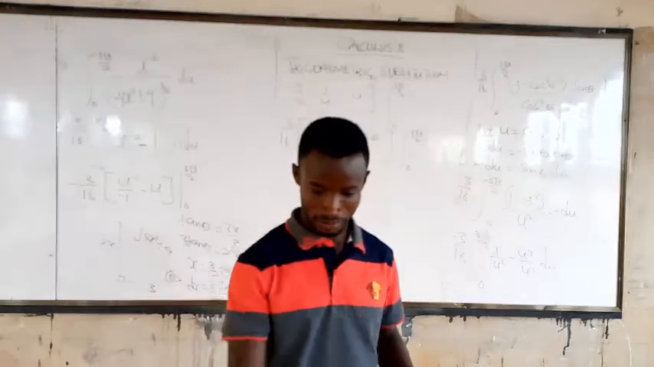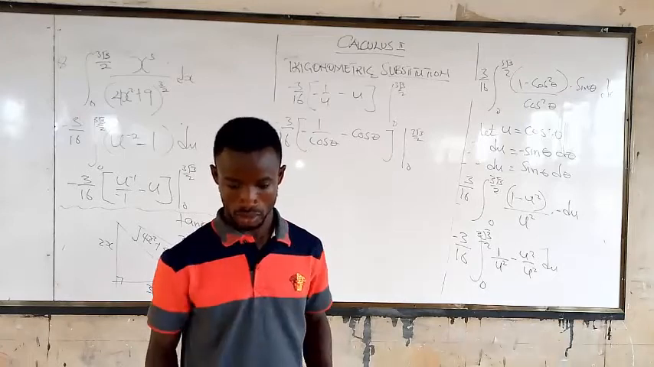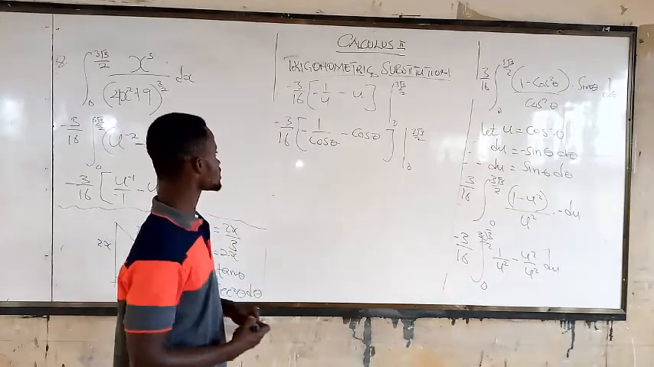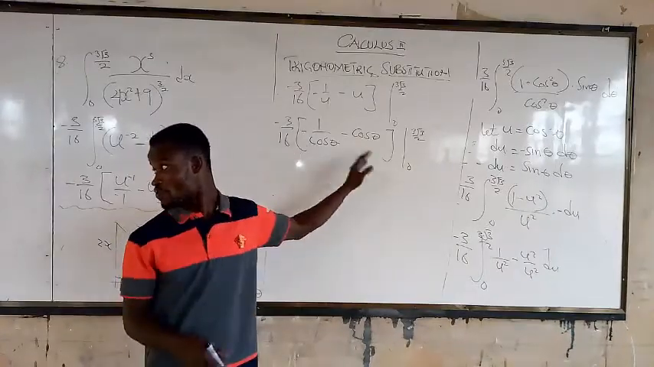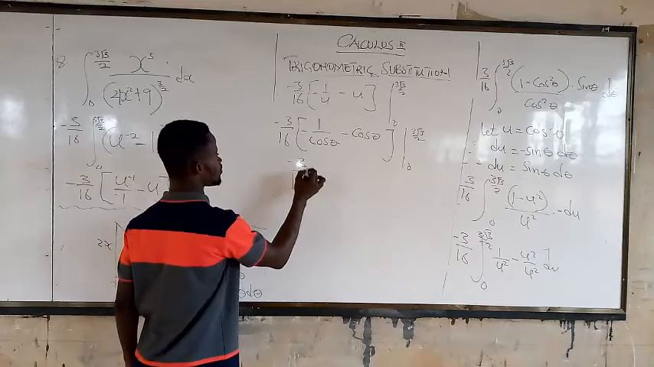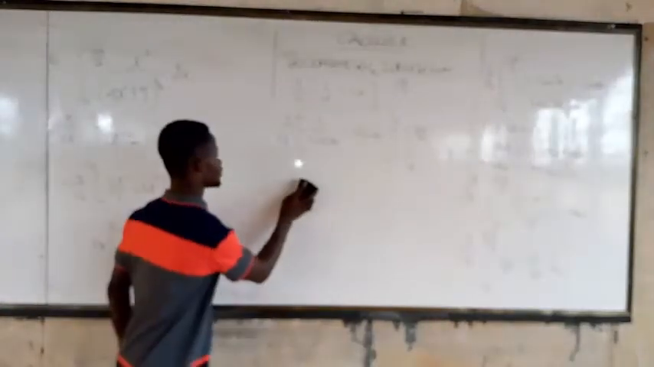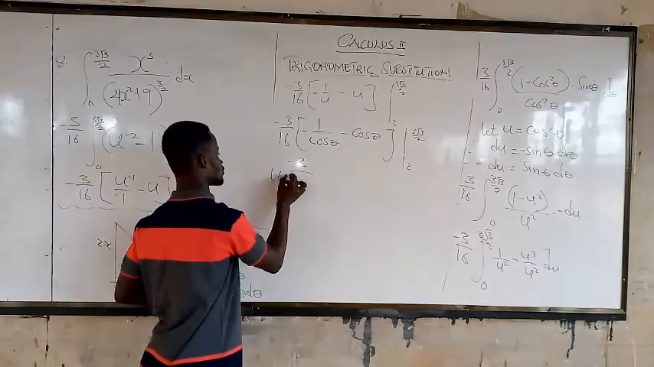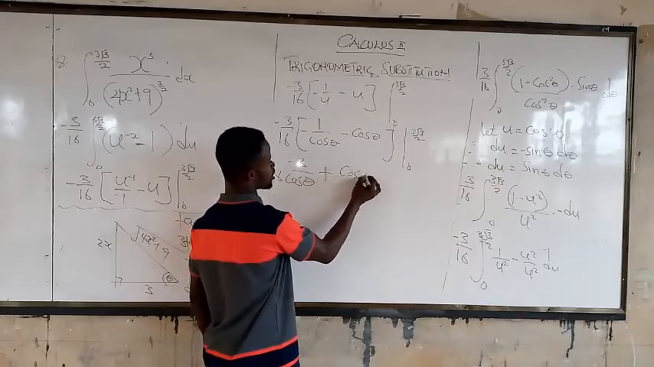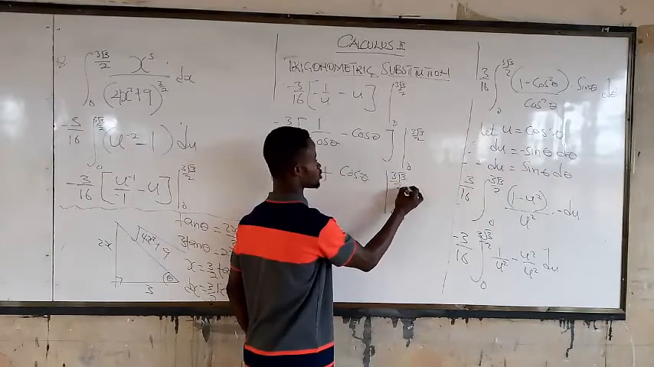Okay, so that is that. Let's continue. So after the substitution, you can see that this will affect the inside. So here we are going to get negative 3 over 16, and when you multiply it by this, you get 16 cos theta plus cos theta. This will affect this plus cos theta, then 0.3 over 2.